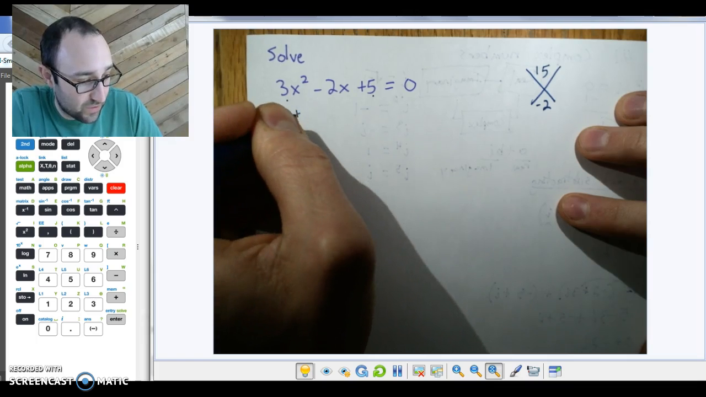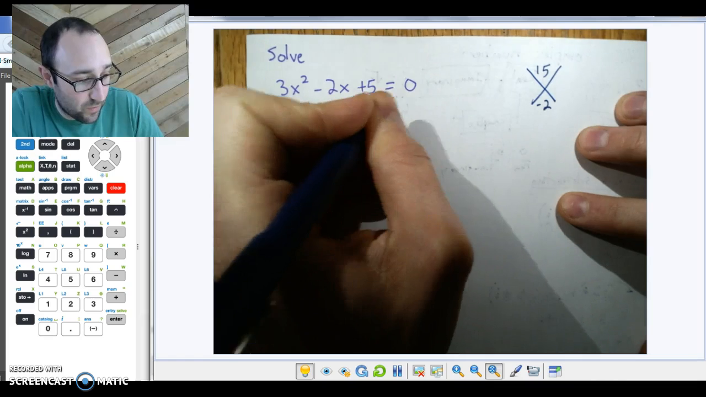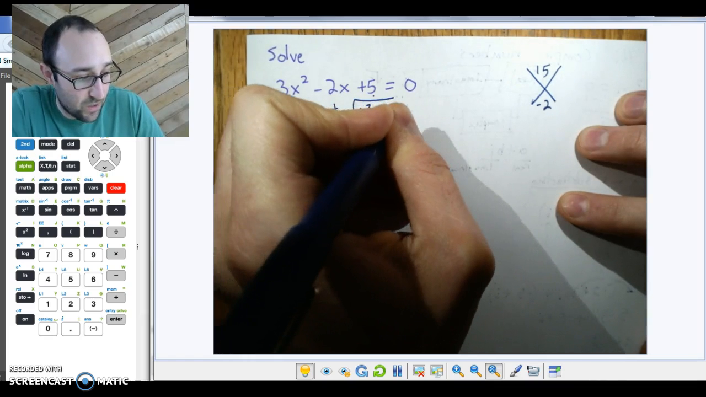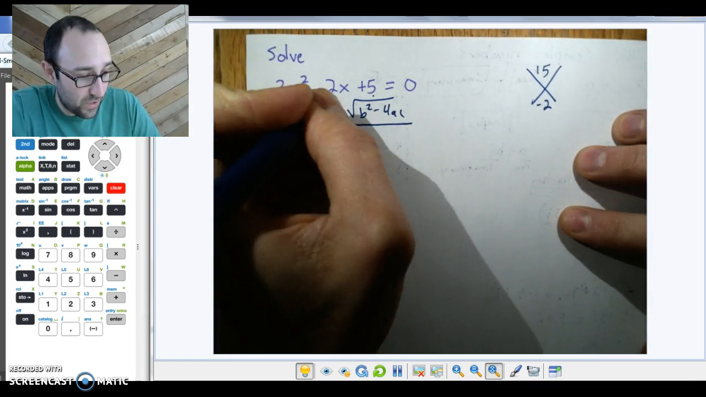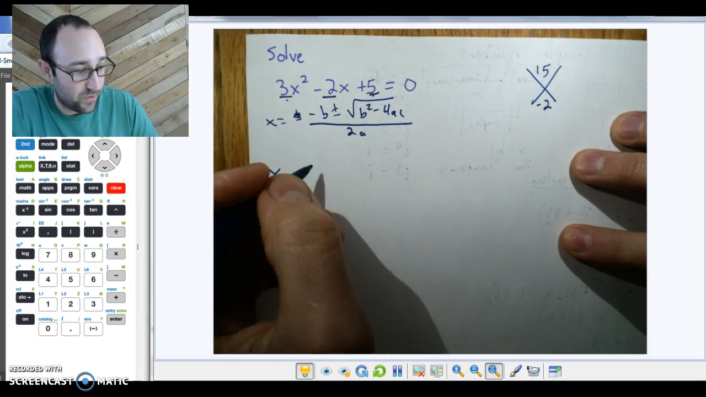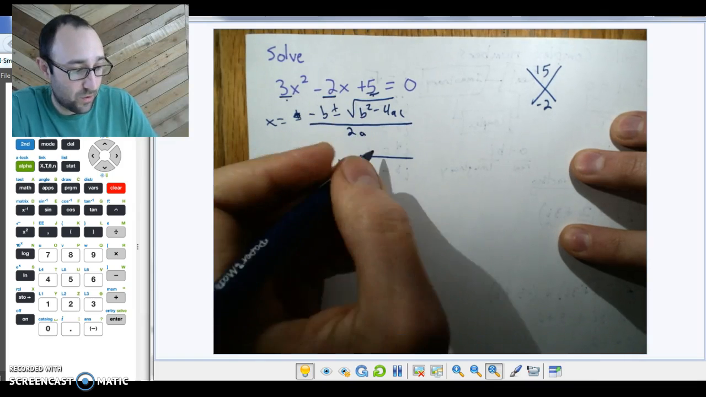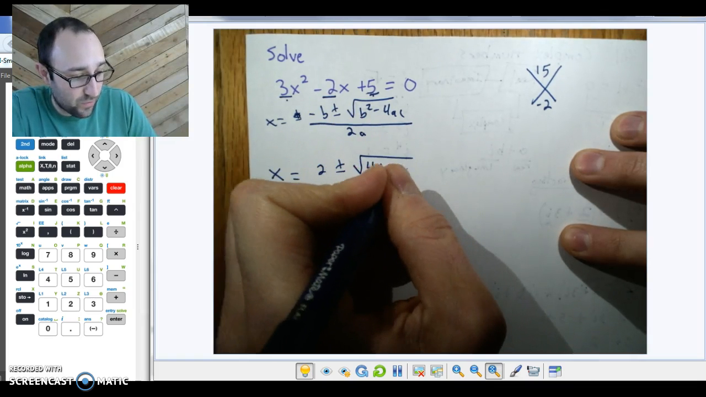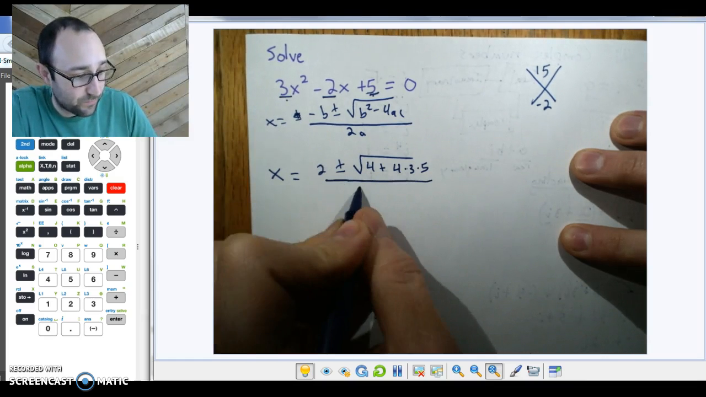x equals the opposite of b, plus and minus the square root of b squared minus 4ac, all over 2a. So we know that this is a, b, c. b is a negative 2. So we say x equals the opposite of negative 2, which is positive 2, plus and minus the square root of negative 2 squared, which is 4, plus 4 times 3 times 5, all over 6.